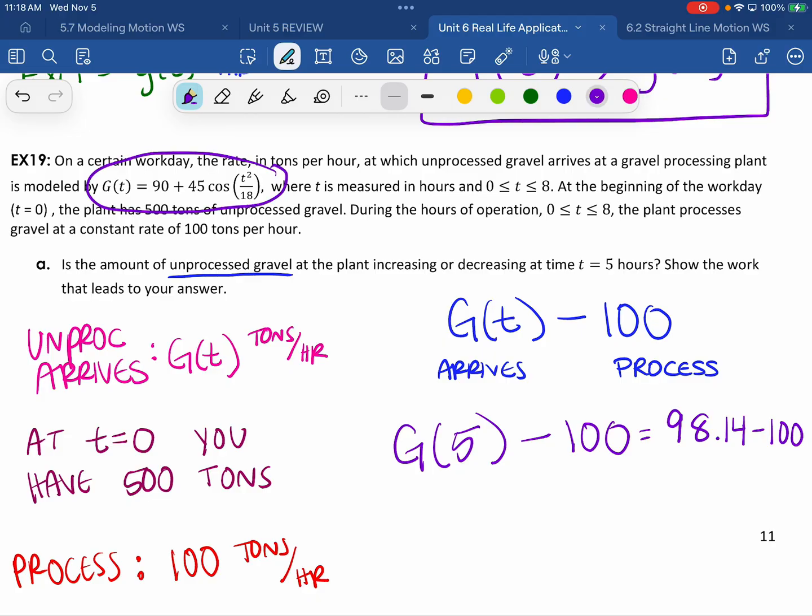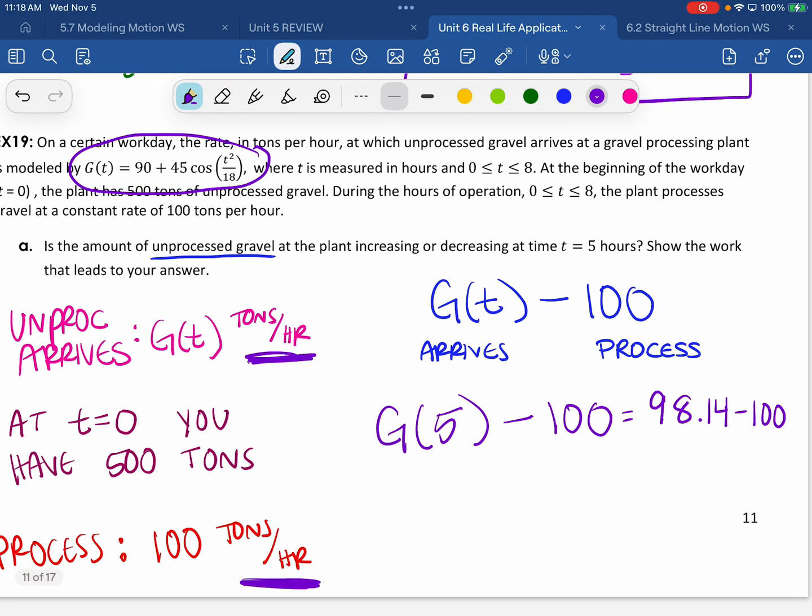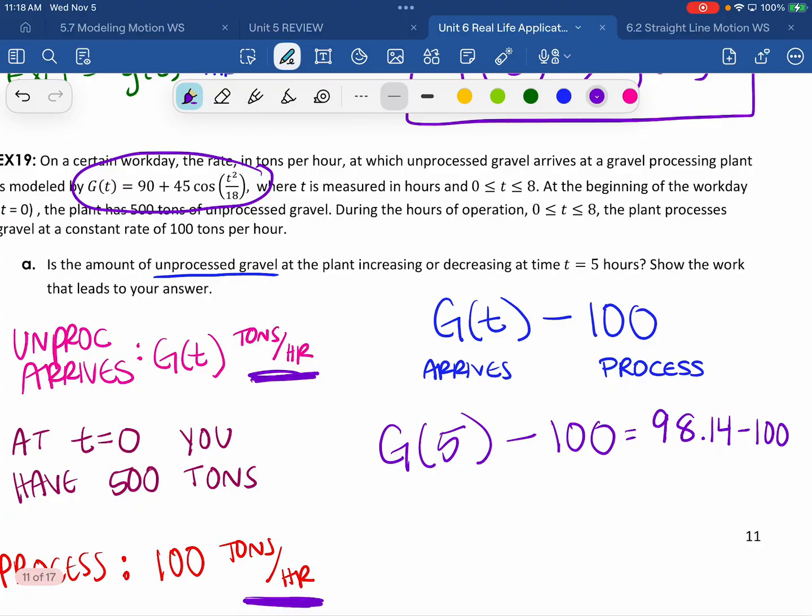Not the derivative, because this is already tons per hour. So G of T is already, if you notice, your units right here are already matching. So you shouldn't be taking the derivative of G of T, which I think is what some people might have done on the AP test. So that's why writing down your units is helpful, because you're like, okay, units already match, we're good, I don't need a derivative. All I need to do is plug in 5 and look at my number.